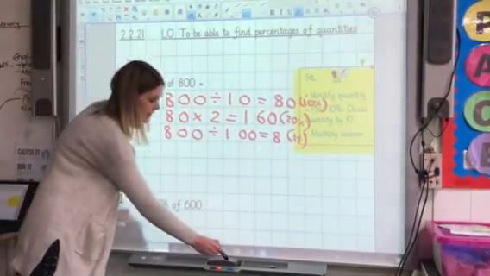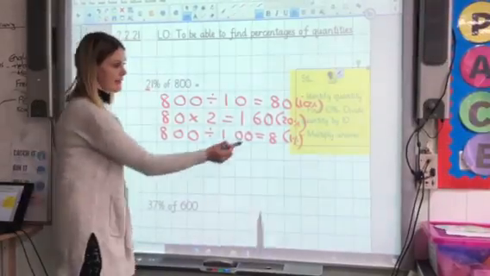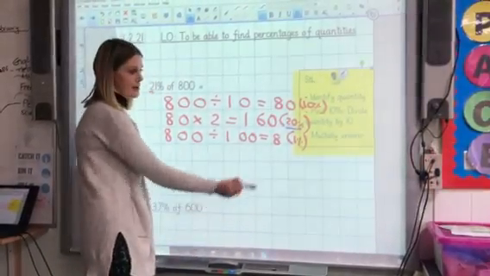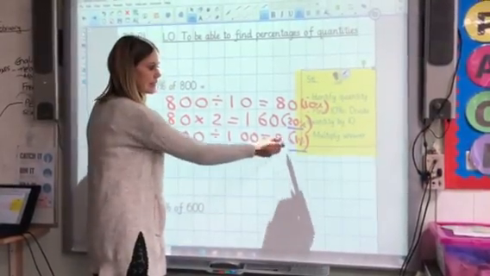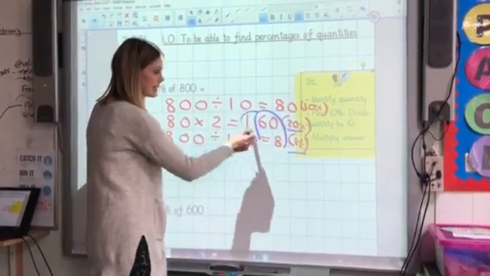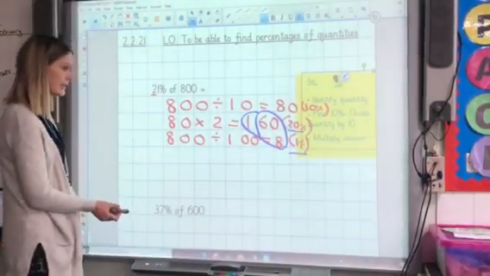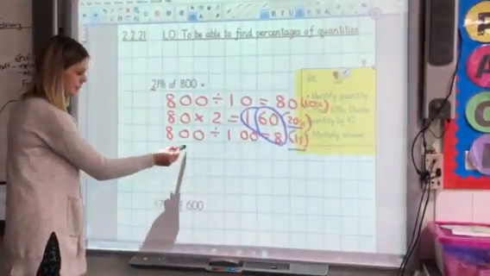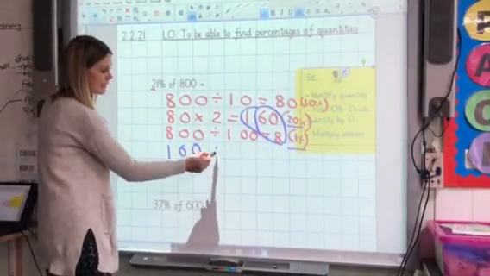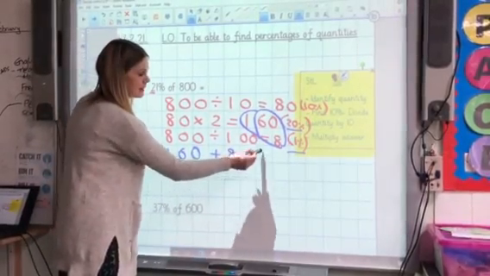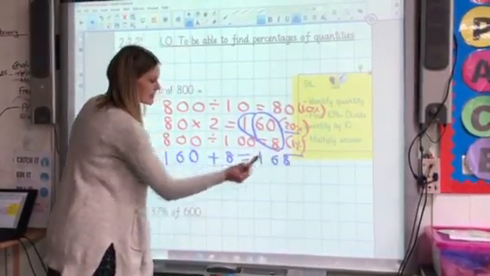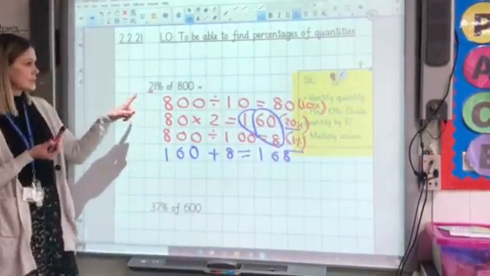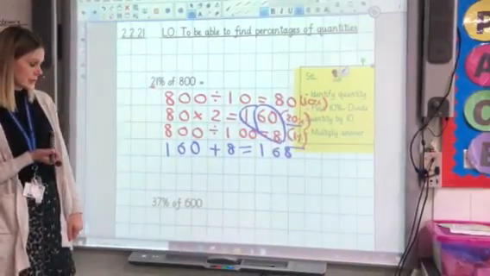But I need to find out what 21% is. Well, I found out what 20% is, I've found out what 1% is, so I just need to add these numbers here, okay? So 160 add 8 equals 168, okay? And that is 21% of 800.